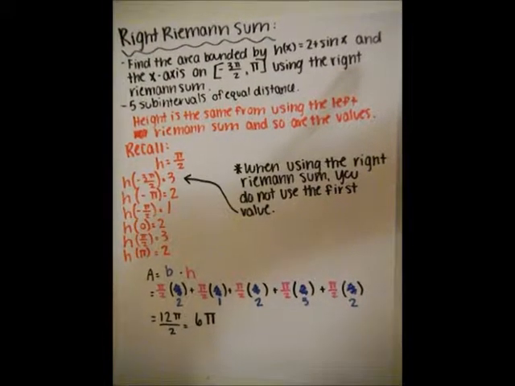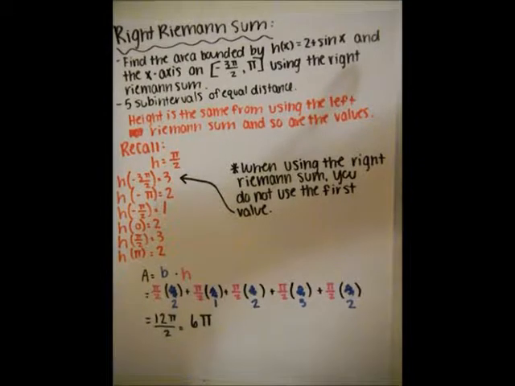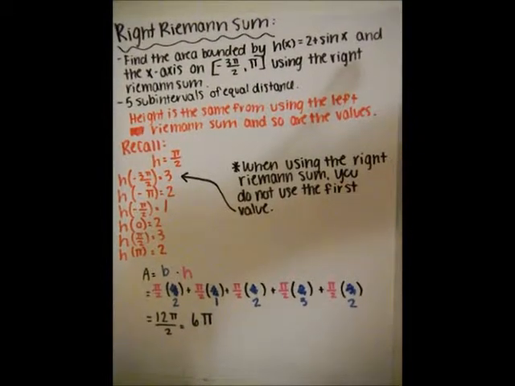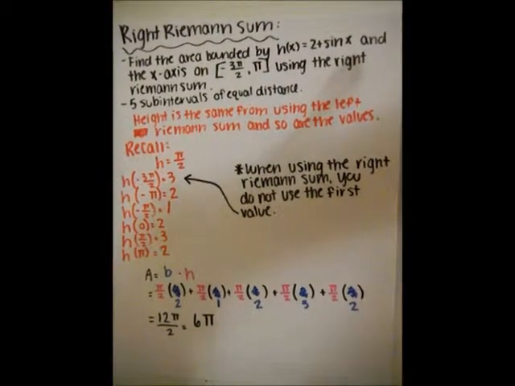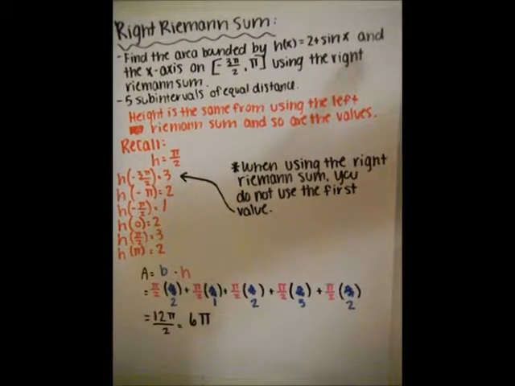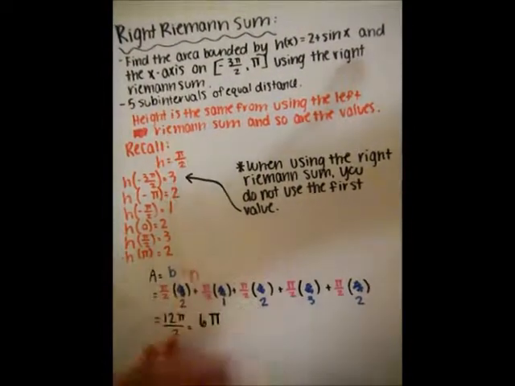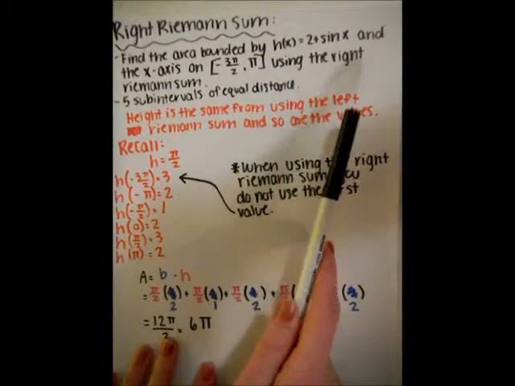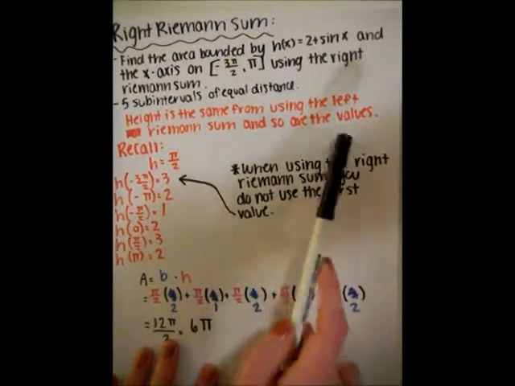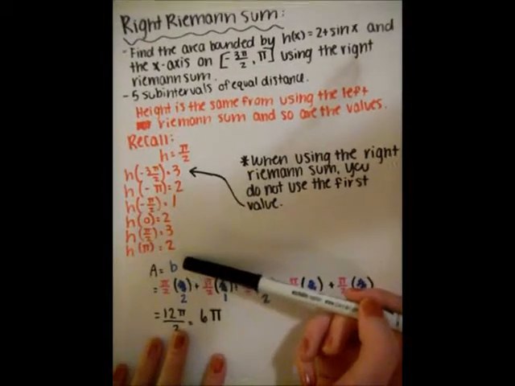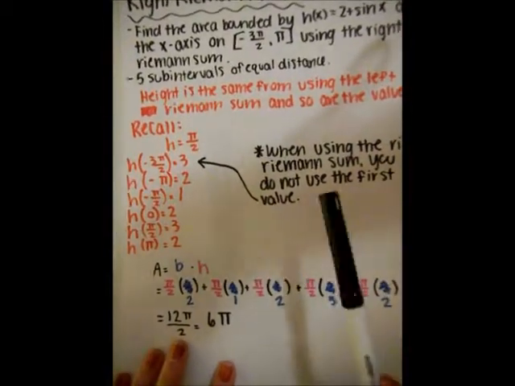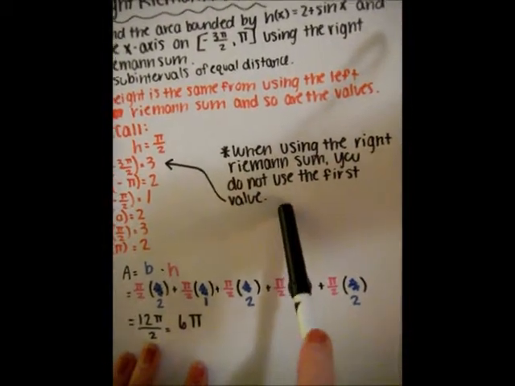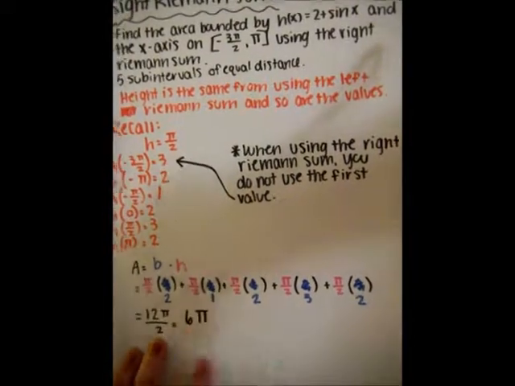Okay, find the area bounded by h of x equals 2 plus sine of x and the x-axis on the closed interval from negative 3 pi over 2 to pi using the right Riemann sum with 5 subintervals. And the height is still the same from when we used the left Riemann sum, and so are all the values. So here's the height and here's all the values. Something to remember when using the right Riemann sum is you never use the first value.